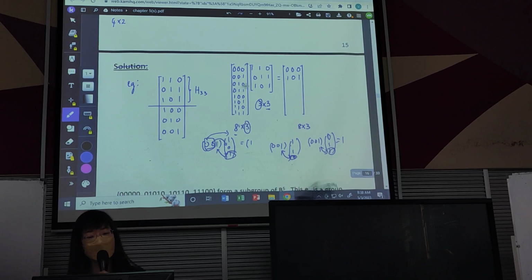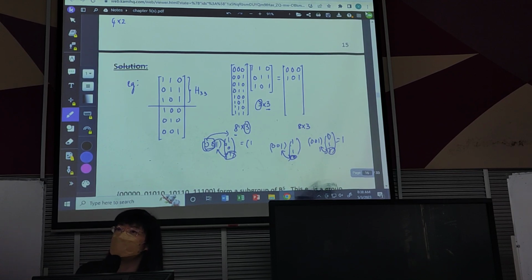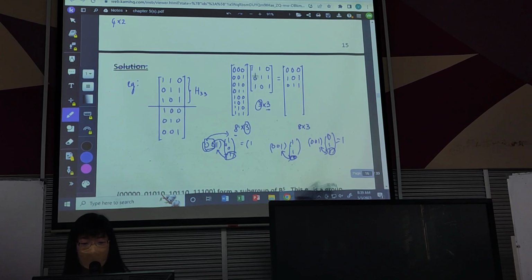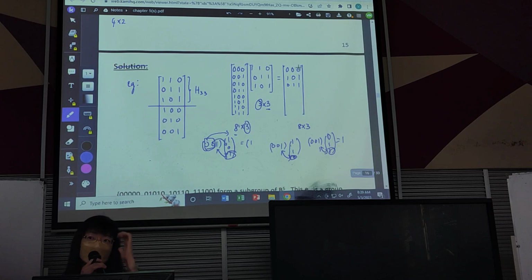Then if you use this method for the third row, the second bit is 1, right? Second bit will multiply with the second row here, correct or not? What is the answer? Only the second bit 1 will multiply with the second row. Every column, it will multiply with the second bit. So the first column is 0, I get 0. Second column, the second bit is 1, so I get 1. And the third column, the second bit also 1, so I get 1 also.